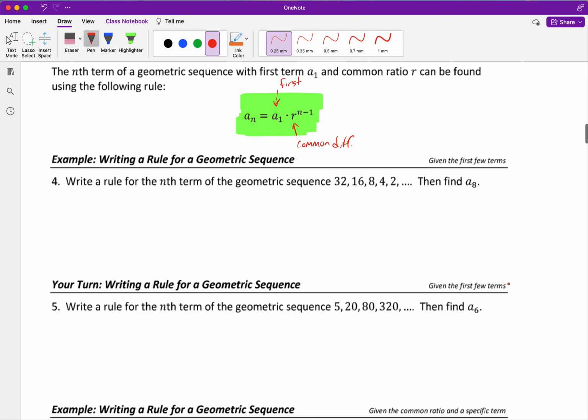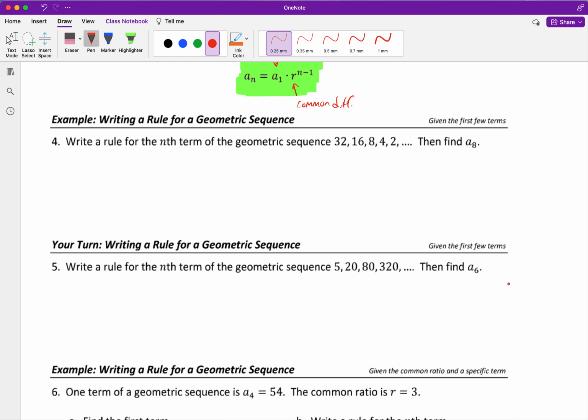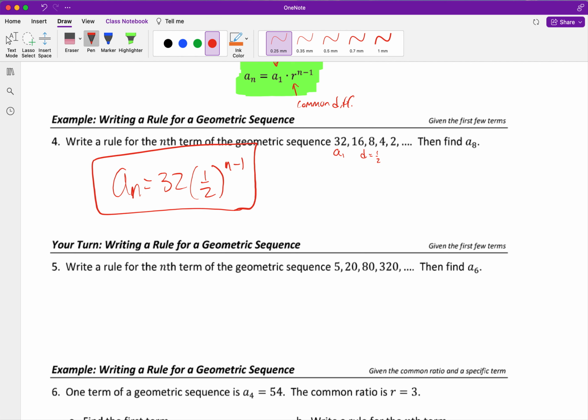So here we have, given the first few terms, we're going to write the rule for the geometric sequence. All right, so when I'm looking at this, A1 is going to be 32, and our r value, we're going down by 1/2 each time. So we're going to have an equals 32 times 1/2 to the n minus 1, and that is our rule, right? I tend to use parentheses around it. You can technically do like 32 dot, 1/2. I think it's nicer with the parentheses though. All right, next they want me to figure out what A8 is. So I'm just going to do 32 times 1/2 to the 8 minus 1. We would have a calculator here to help us out. We would get 1/4.